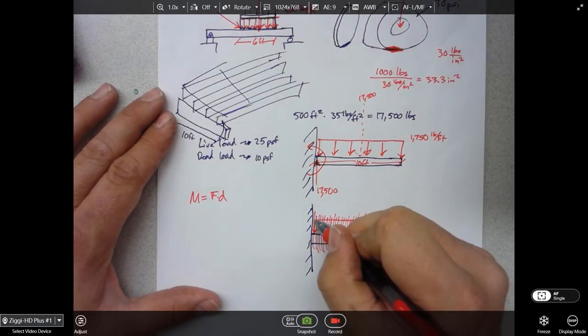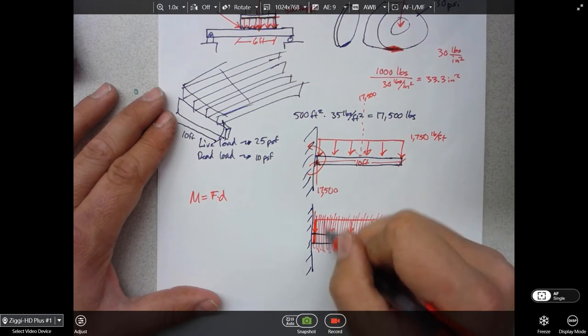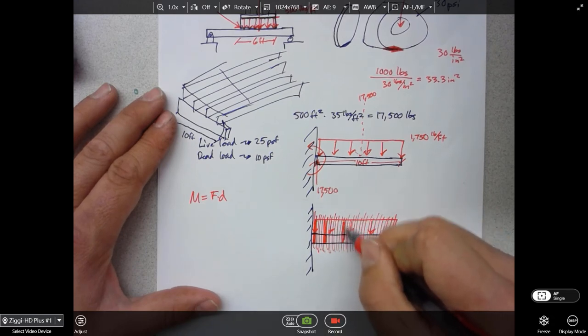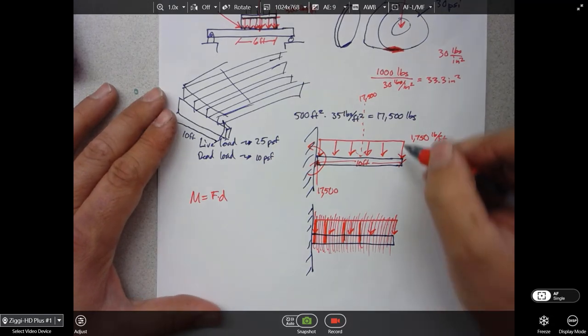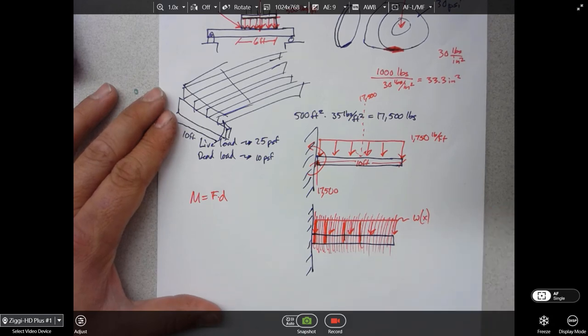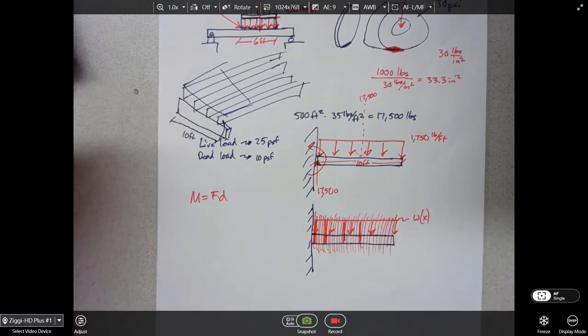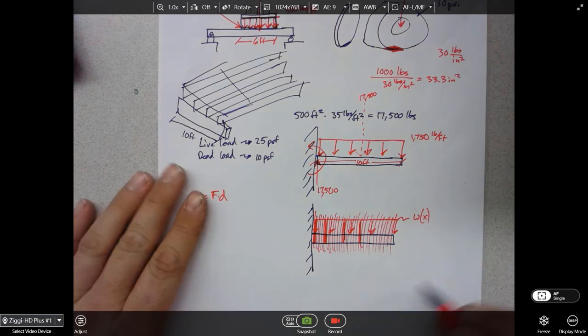And then I'm going to look at what the moment of this guy is, and I'm going to add that to the moment of this guy, and the moment of this guy, and the moment of that guy, right? Everybody good with that? Okay. Let's say that this is a function w(x). So it's just a function as I go along in x. Right now it's a pretty boring function, just a horizontal line. That's great. We like boring, nothing changes.